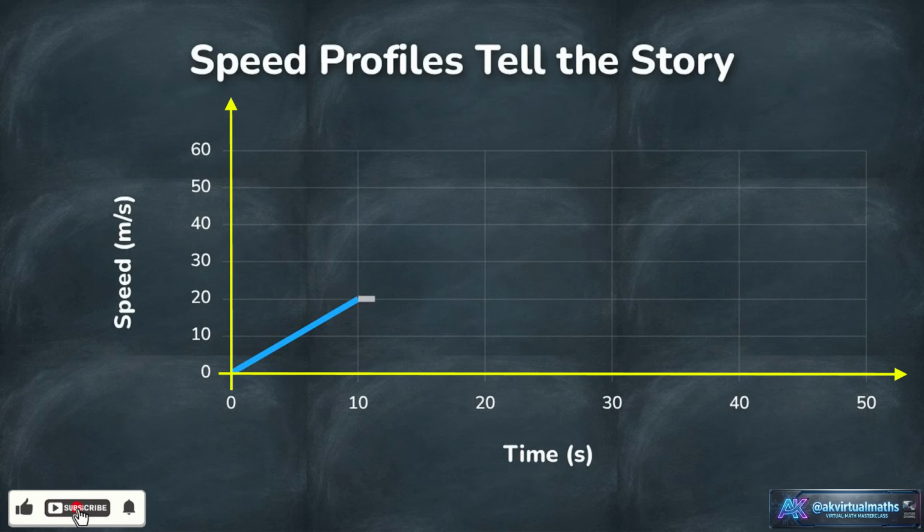Then the line becomes perfectly flat and horizontal. 0 steepness means 0 acceleration. The car is holding a steady speed.